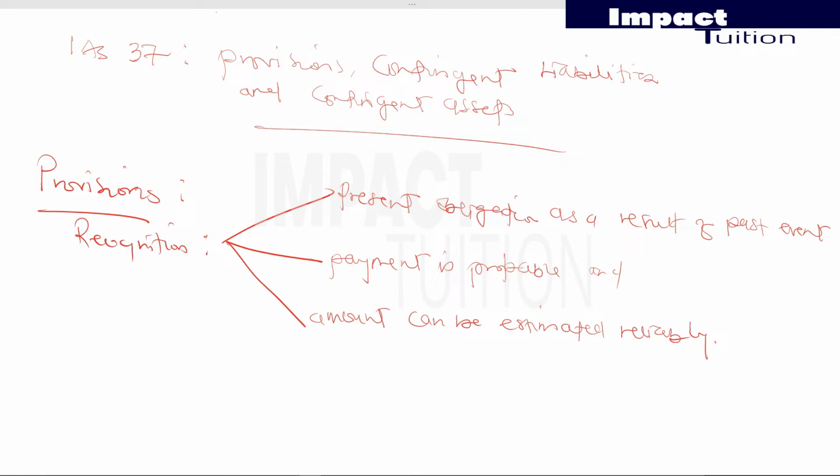Now we must know that all these three conditions must be satisfied before we can do a recognition of a provision. We must also know that no provision should be made for the future where no obligation exists. We can't say that in the future we are going to incur this cost, so we are recognizing a provision. There is no past event, so that even disqualifies a provision from being recognized. Are we okay with that?